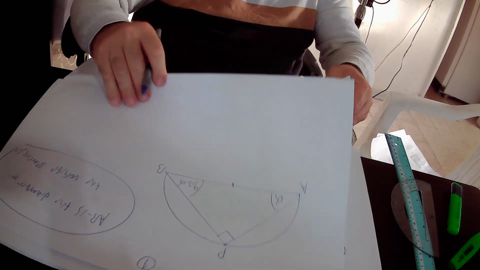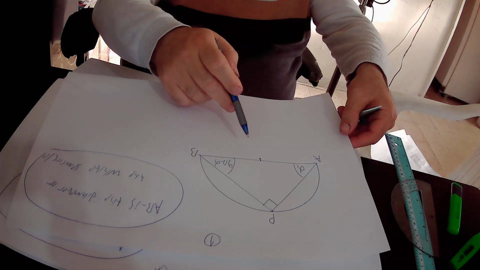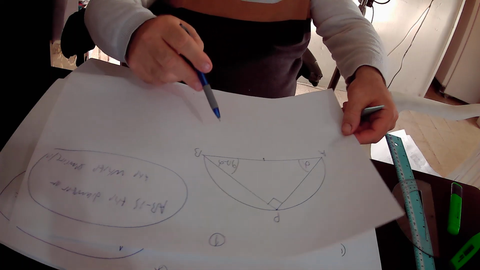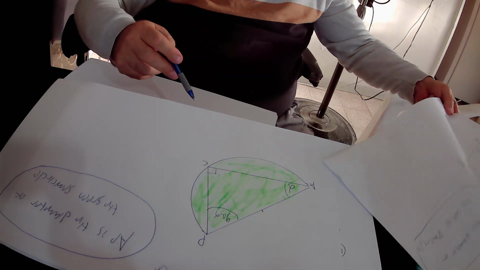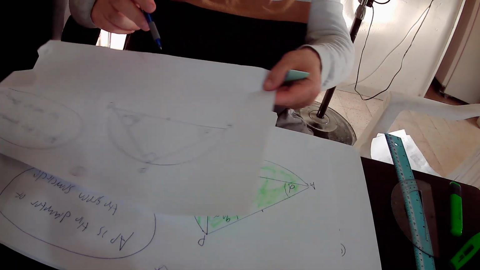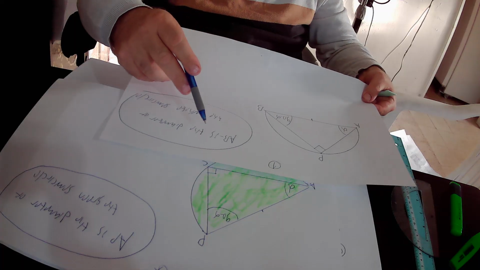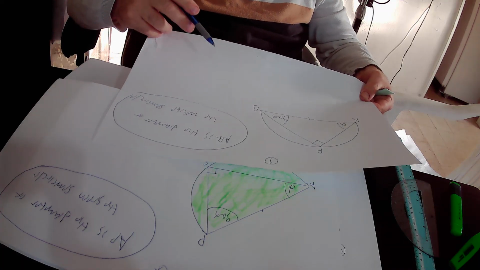In the next step, we'll copy this right triangle APB and this green triangle APC in the new page, and we'll prove that those two right triangles are similar to each other according to the angle similarity rule.